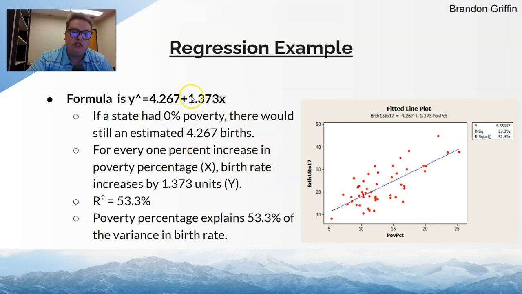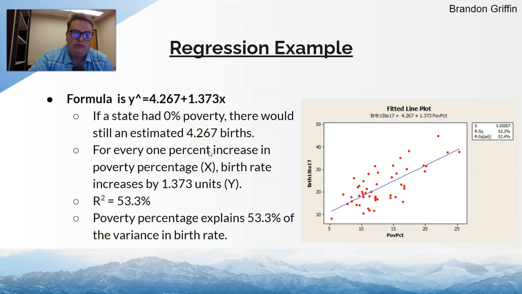And how do we interpret this 1.373x? We can interpret it like this. For every 1% increase in poverty percentage, x, birth rate increases by 1.373 units. So for every percent increase in poverty rate, there's going to be an additional 1.373 births for 15 to 17-year-olds. So as poverty rate increases, so do the number of births in these teenagers.